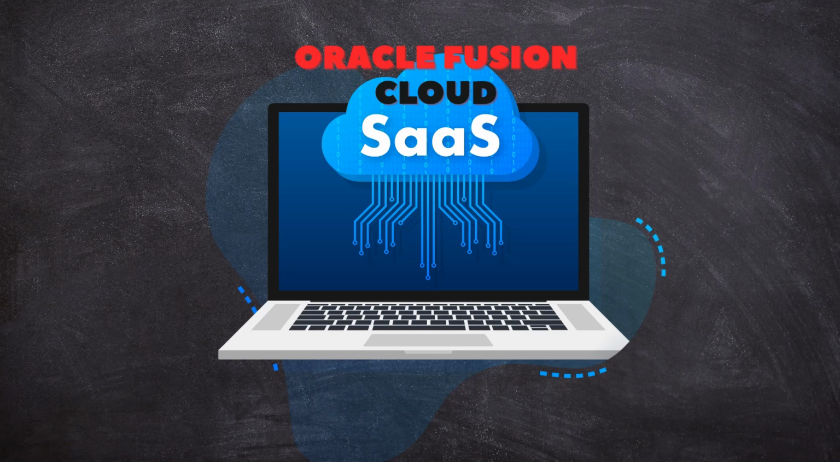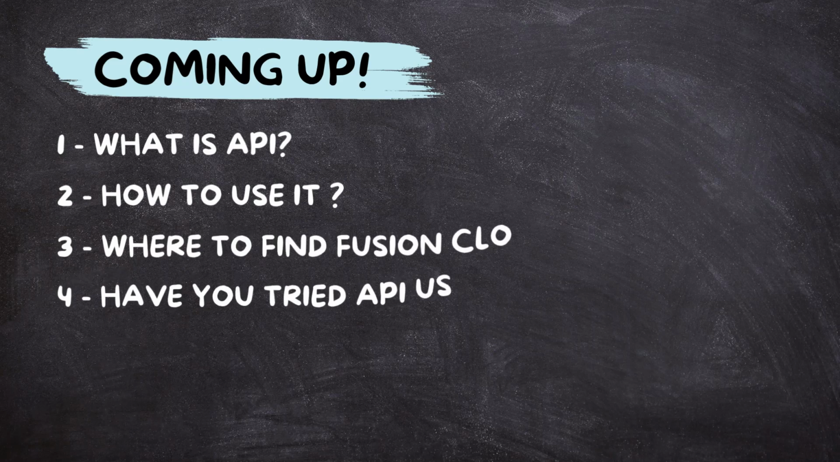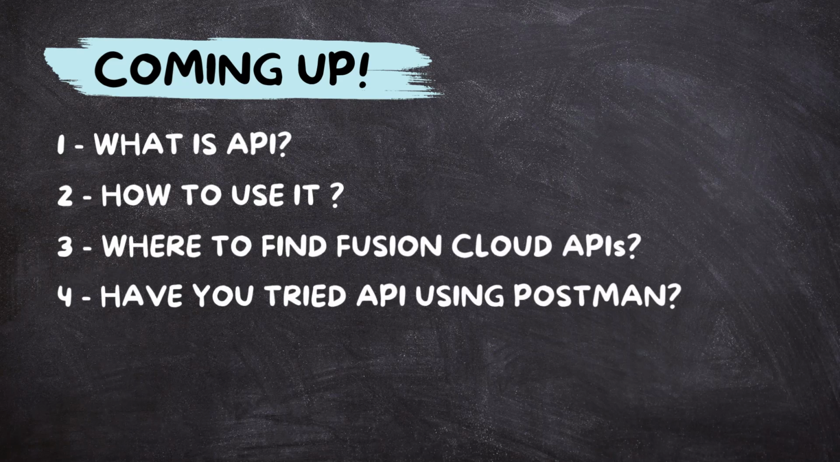Oracle Fusion Cloud is one of the few ERP softwares that comes loaded with hundreds of powerful ready-to-use APIs that make integrating with third-party applications seamless. But do you really know what an API is, how to use it? What is the best way to access Oracle-delivered APIs? Have you ever tried invoking an Oracle Fusion Cloud API?